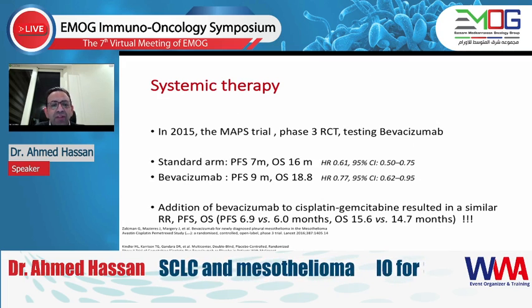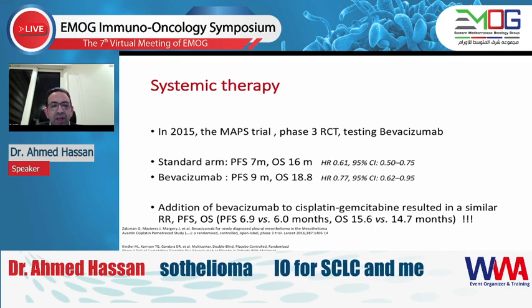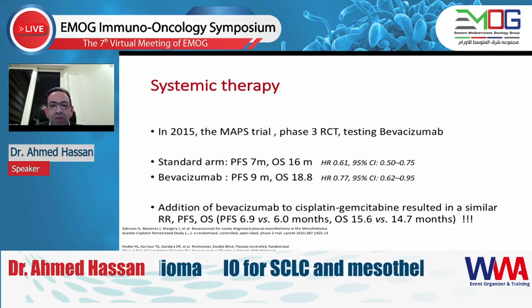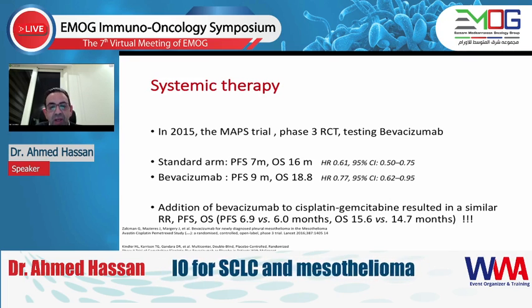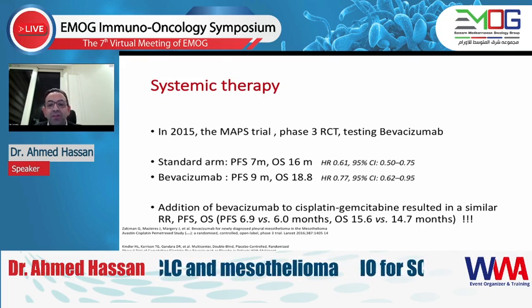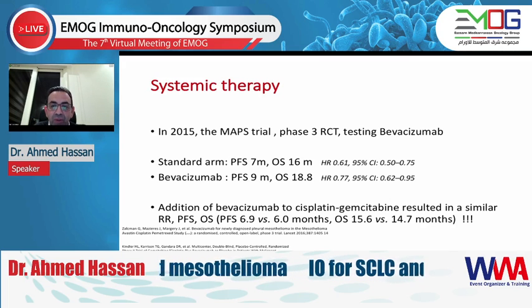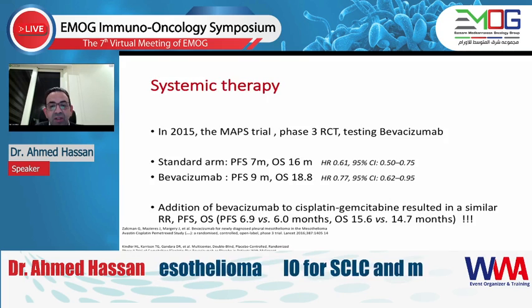In 2015, the MAPS group added bevacizumab. They elicited an improvement of 2 months in progression-free survival and almost 3 months in overall survival. However, other groups, when they replicated the same study but with cisplatin and gemcitabine, were not able to replicate the same superiority. So we have some studies indicating improved outcomes with Avastin. Other studies did not.